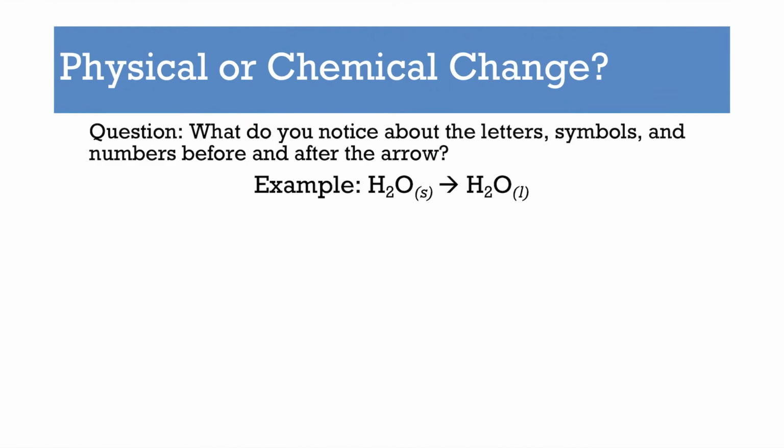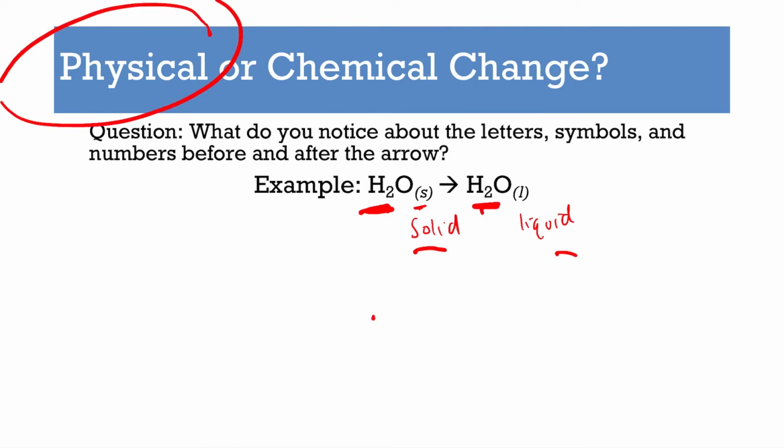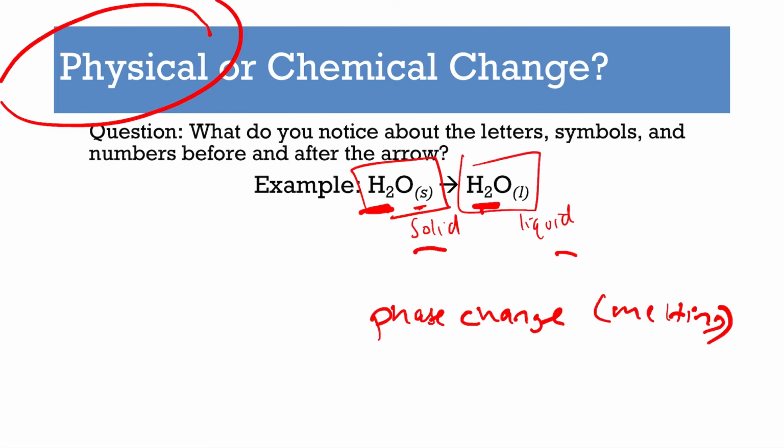Okay, here we have, I think, our first example of a chemical equation. We have H2O(s), which means solid, going to H2O(l), liquid. So is this a physical change or a chemical change? You start with water, you end with water, and you're just changing phases. That makes it a physical change. This is a phase change, and solid to liquid is called melting. Okay, again, things to look out for. You start and end with the same thing. That is a physical change.